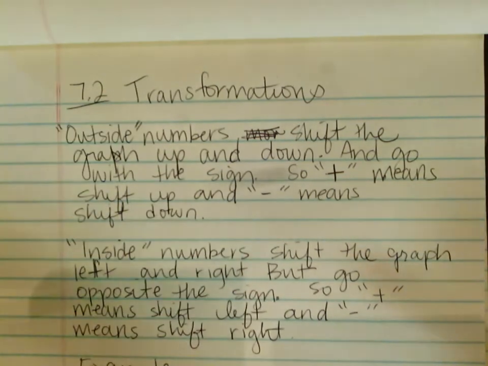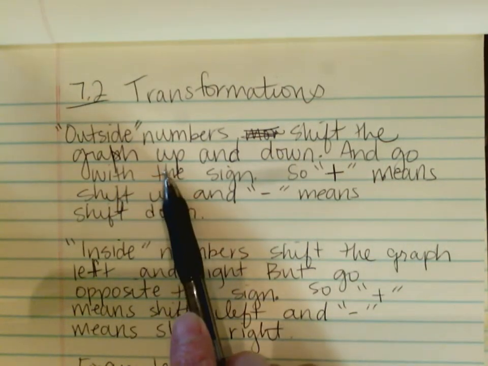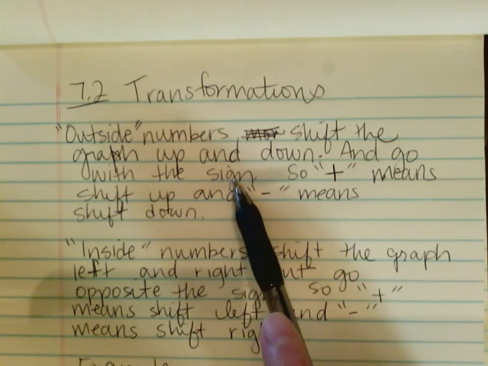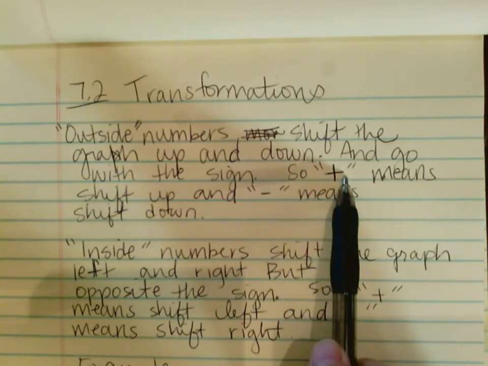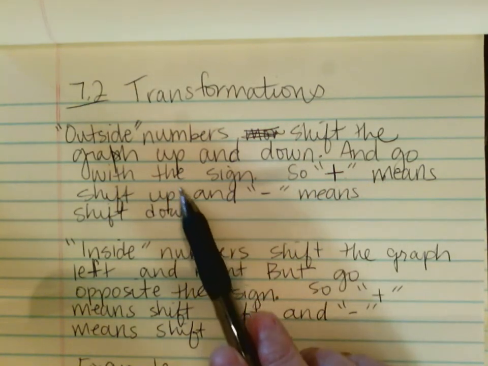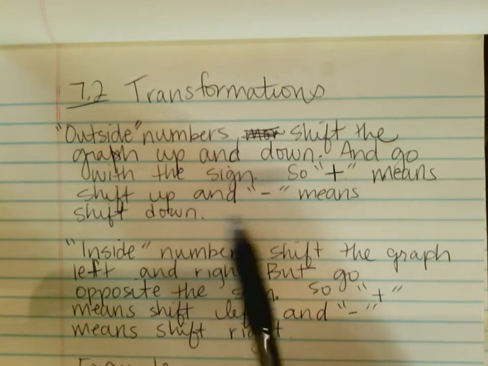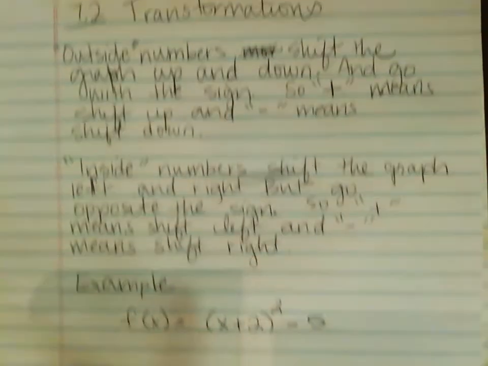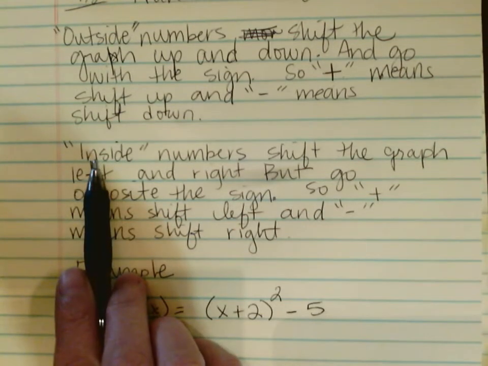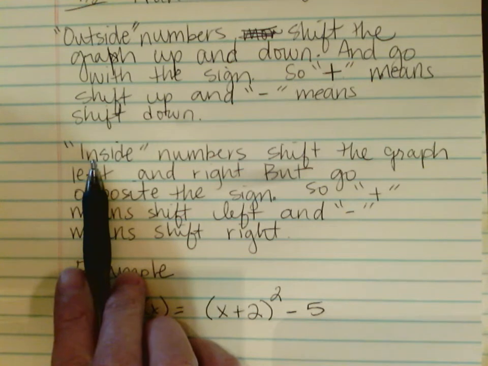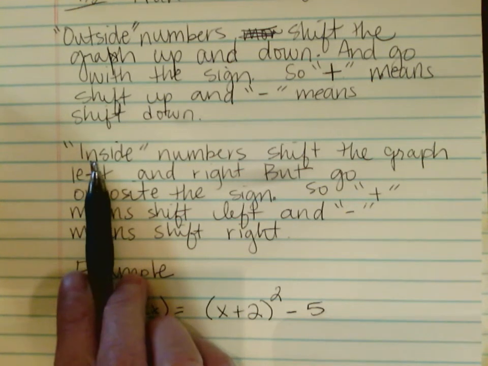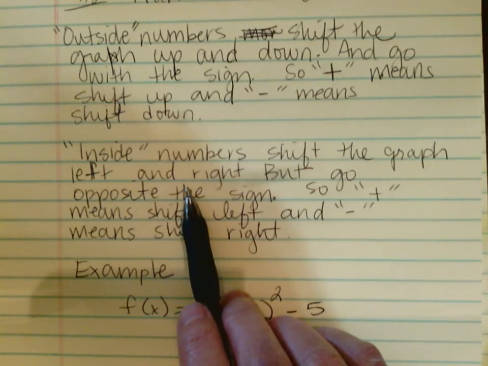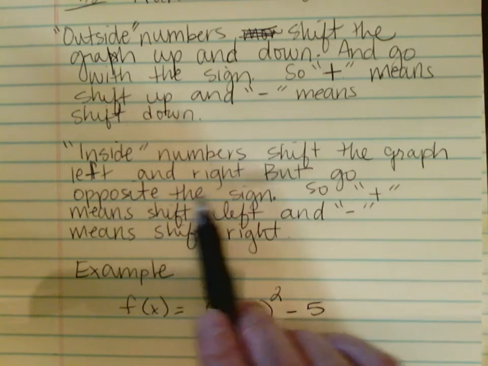Outside numbers are going to shift the graph either up or down, and you're just going to go with whatever the sign is. So in other words, if it's a plus a number, that means to shift the shape of the graph up, and a minus means to shift it down, just like you would expect. However, the inside numbers, and you'll see in just a second when I show you an example what the inside and outside numbers are, shift the graph left and right, but you go opposite the way the sign is telling you.